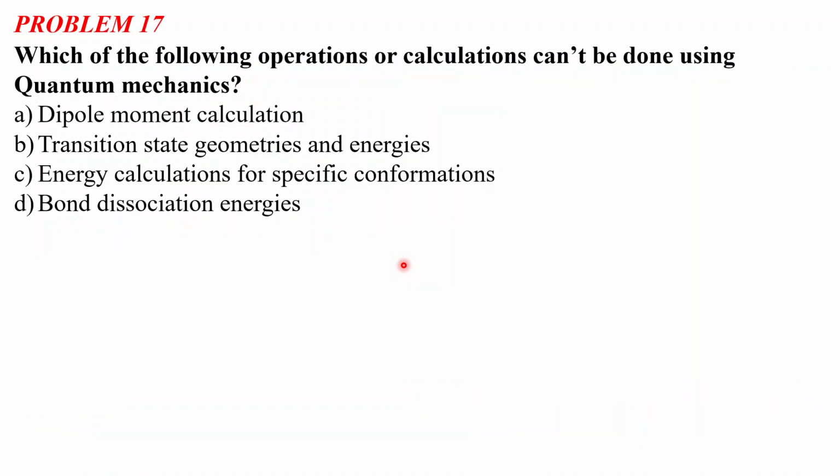Now problem number 17. It says: which of the following operations or calculations cannot be done using quantum mechanics? Your options are: number A, dipole moment calculation; number B, transition state geometries and energies; number C, energy calculation for specific conformations; and number D, bond dissociation energy.